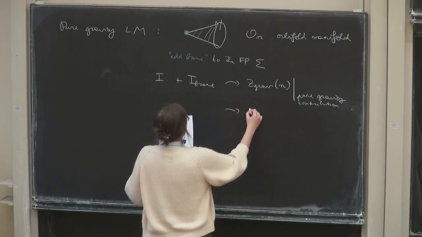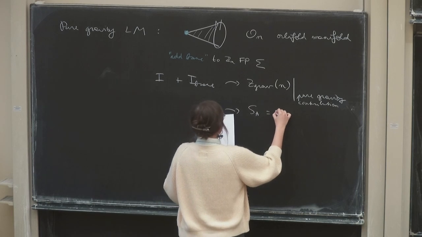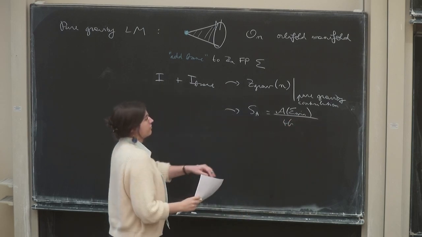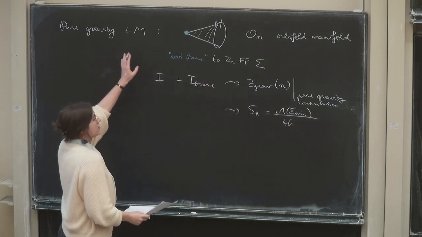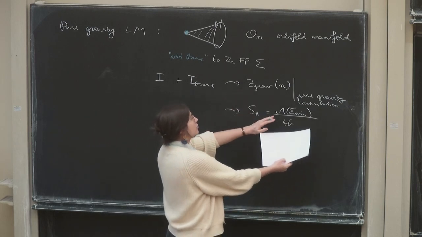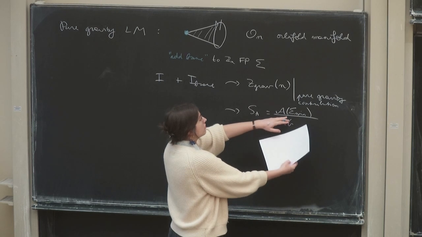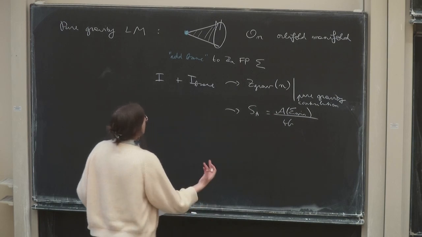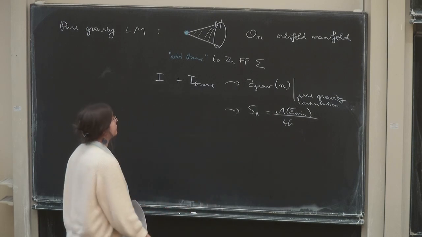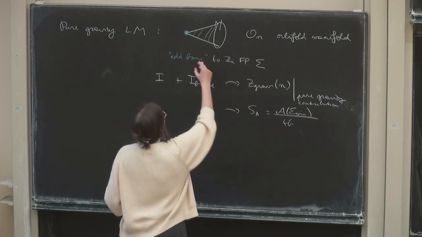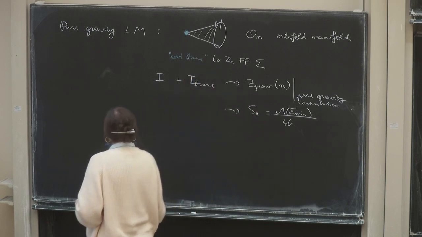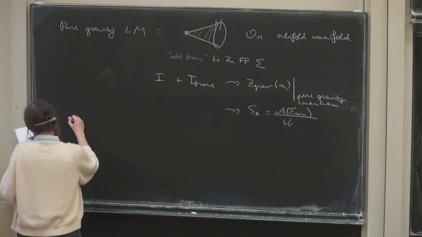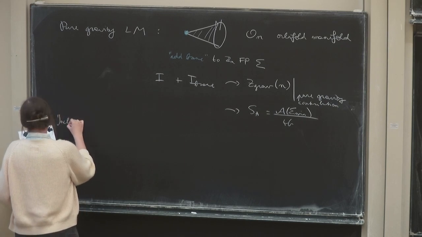And this is then what finally gave rise to the RT formula. So the pure gravity Lewkowycz-Maldacena derivation gives us a gravitational entropy, which is given by the area of the minimal surface sigma, which is dynamically determined by gravity itself, as being the surface that has a minimal area. Exactly there where we added the brane.